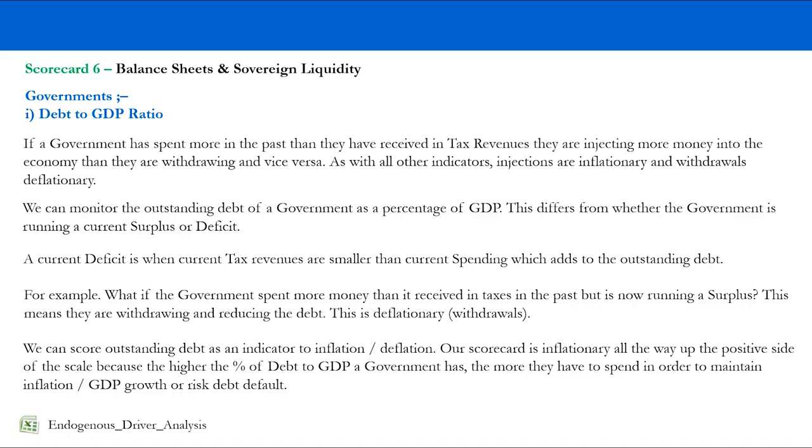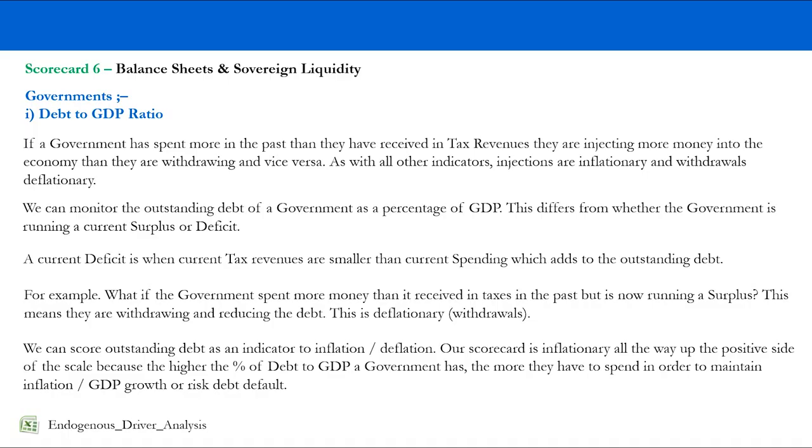So we'll come onto this a little bit later, but the theory is pretty straightforward. The more outstanding debt you have as a government, the more that debt in the past has contributed to inflation and GDP as a percentage of the overall economy. That's the most likely scenario.